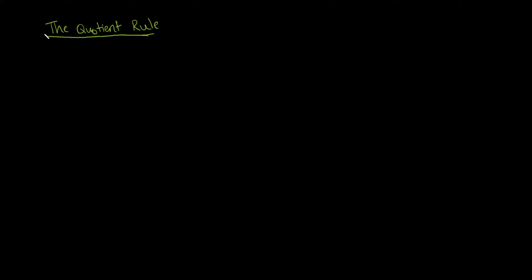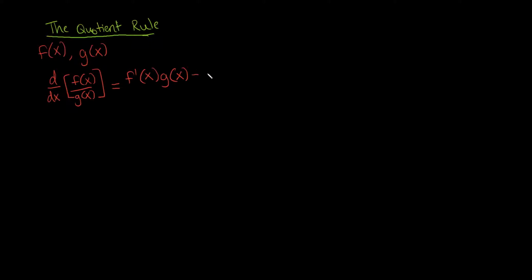If you remember what the quotient rule is, it means if you have a function f of x and a function g of x, then the derivative with respect to x of f of x divided by g of x equals the derivative of f of x, f prime of x, times g of x, minus f of x times g prime of x, all divided by g of x squared. And this is pretty unwieldy.